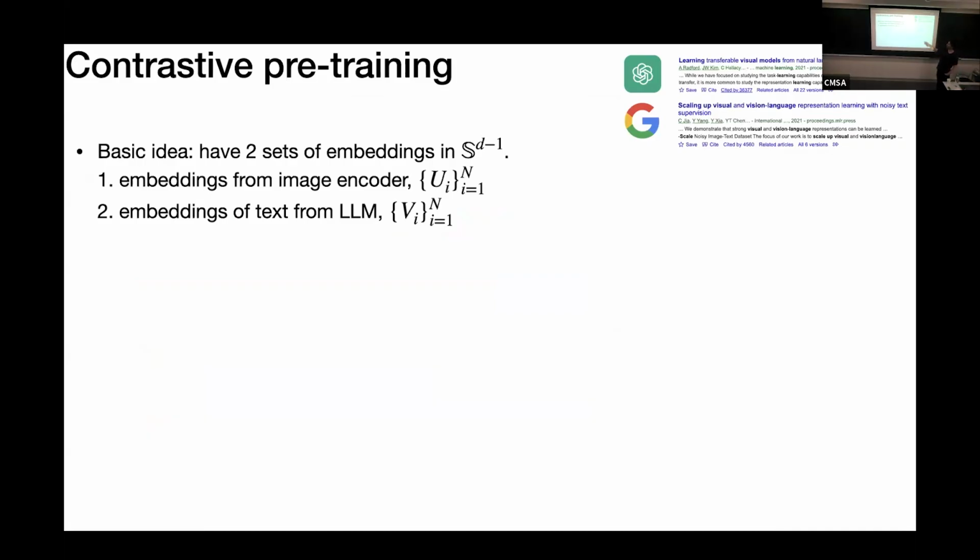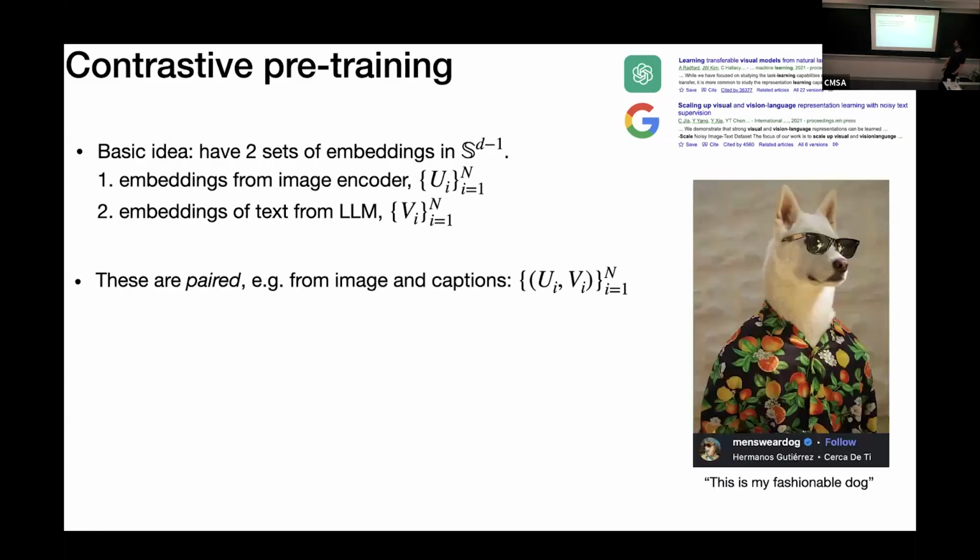Okay, so the basic idea, you have two sets of embeddings on the sphere in d dimensions. One embedding comes from an image encoder. You could think of it as the last layer in some neural net. A second set of embeddings comes from text, which again is something that's been processed by some large language model or whatever. And we'll denote U_i the image encodings, V_i the text encodings. Okay, these are just points, like a sentence gets mapped to a point, for example. And these are paired. For instance, images and captions. Most of the images on the web have captions, so this data is very prevalent.